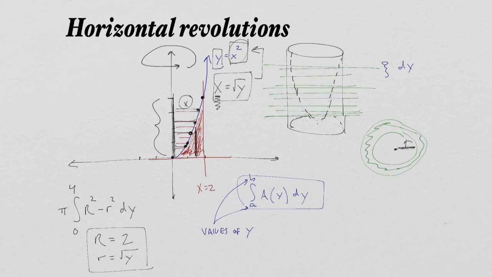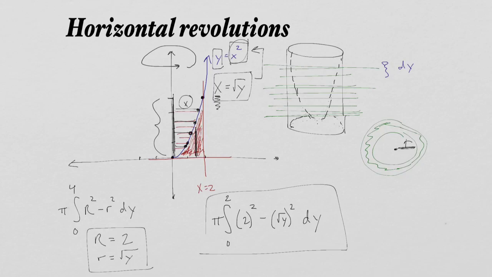So when I set this thing up, I've got pi times the integral from 0 to 2 of big R squared minus little r squared. And don't be freaked out by the y's and the dy's. We're going to treat this the exact same way as with x's, only we're dealing with y's, so no big deal. We're going to integrate this just like normal, and let's see what happens.